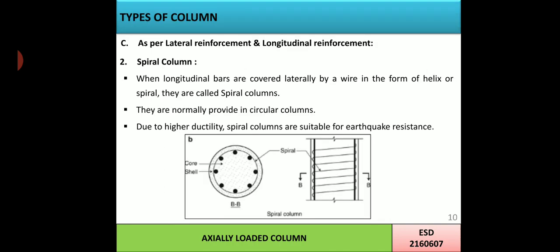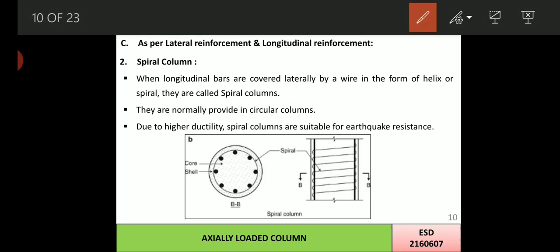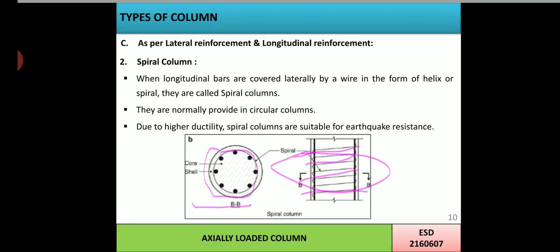Now second, spiral column, or we can say circular column. When the longitudinal bars are covered laterally by a wire in the form of a helix or spirals, they are called spiral columns. They are usually provided in circular columns, and due to their higher ductility, spiral columns are suitable for earthquake resistance. We can see over here these helix bars, provided in circular forms. If we see section BB, it is shown over here. The circular column is there, and the inside ring, this one, indicates the helix bars, and these dots indicate the reinforcement.